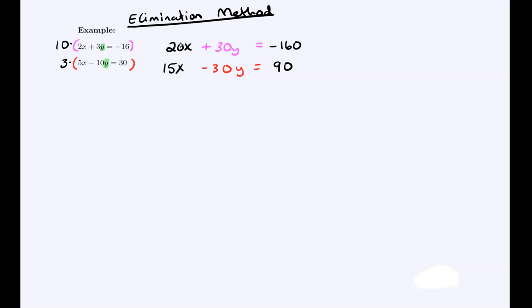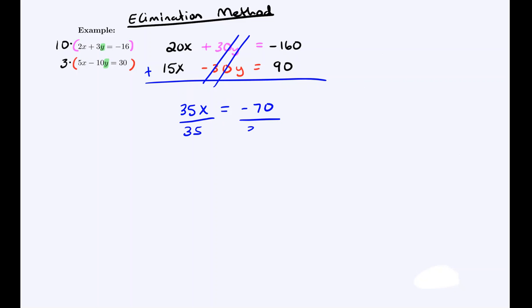We've manipulated both equations, but since we've done the same thing to the left and the right side, it's still the same equation. We haven't changed the value. So we would add the two equations, and as expected, the y's cancel because they're exactly opposite in value. 20x plus 15x would be 35x equals negative 70. And we're going to divide both sides by 35. That would give us x must be equal to negative 2.